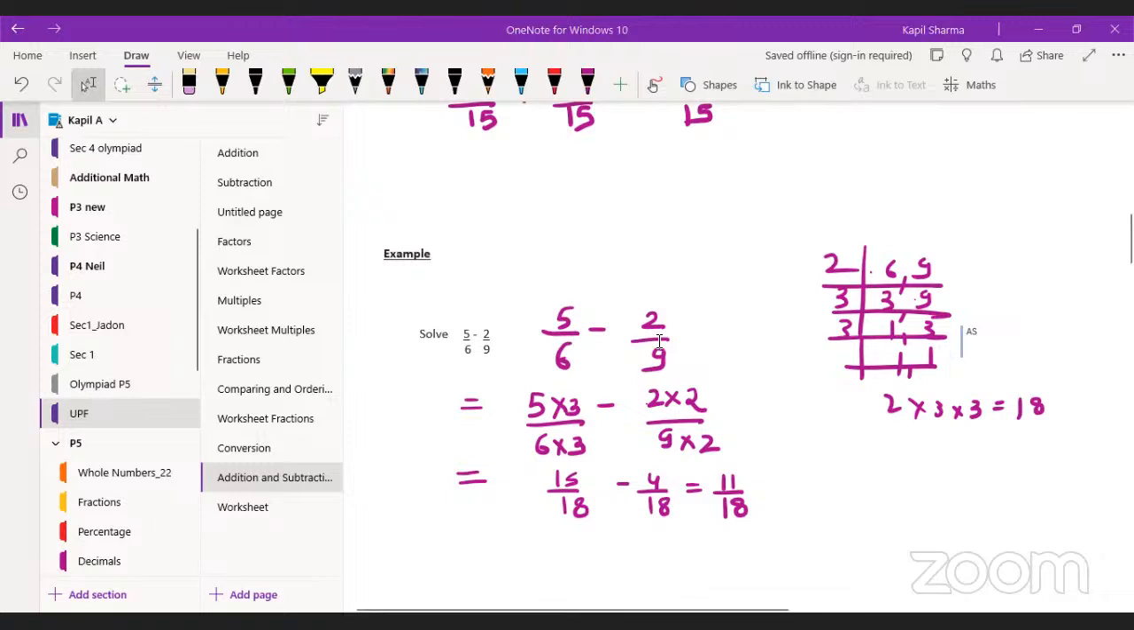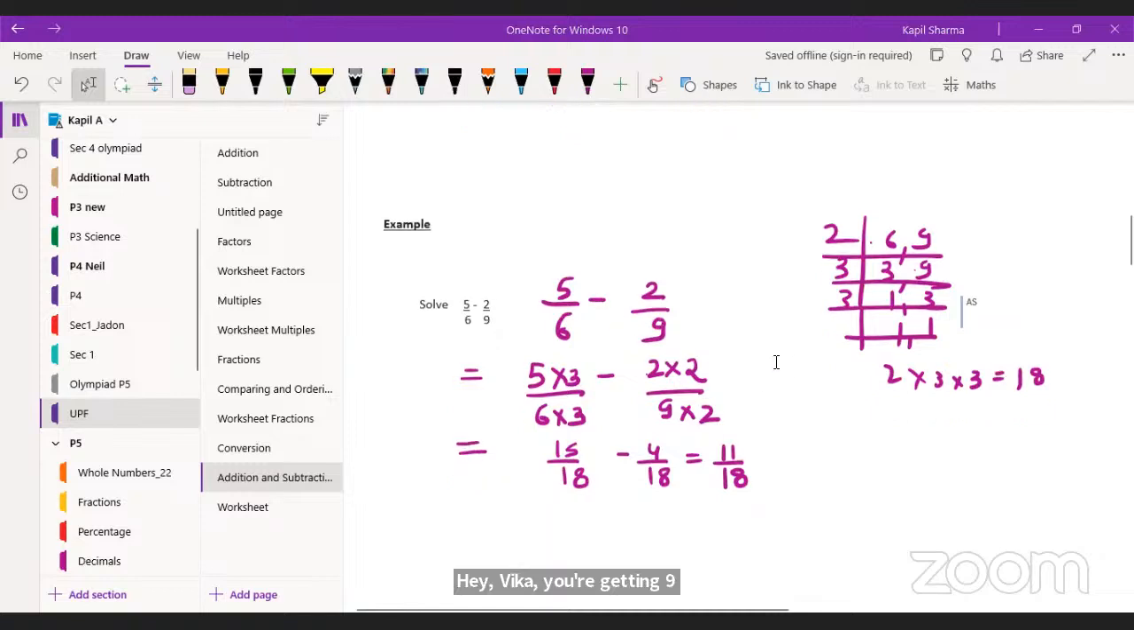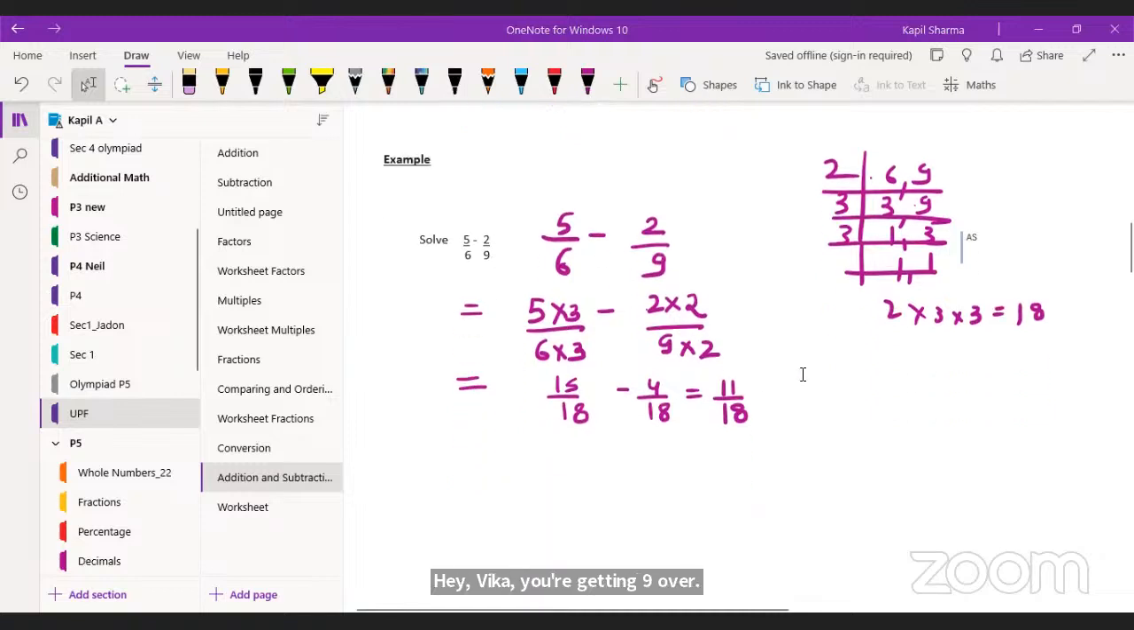Devika, you're getting 9 over 54. That's not correct. I think you made a mistake somewhere. See, okay, so Devika has done something different. Let's discuss that as well.